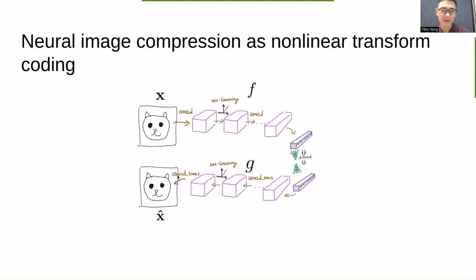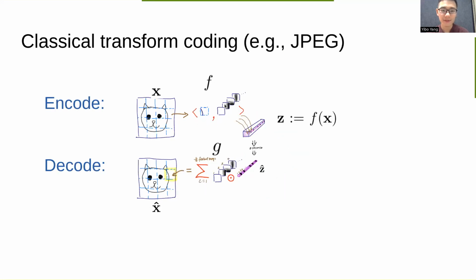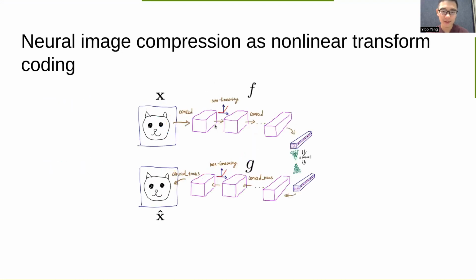Now, neural image compression methods are essentially just a nonlinear version of the above, where we replace the linear transforms with deep neural networks, usually convolutional neural networks. And there's often a neural net component to the entropy coding as well.